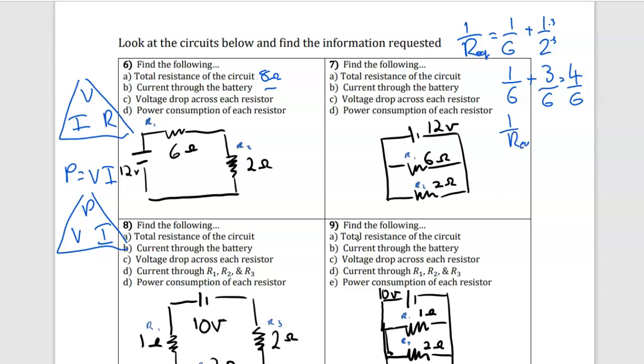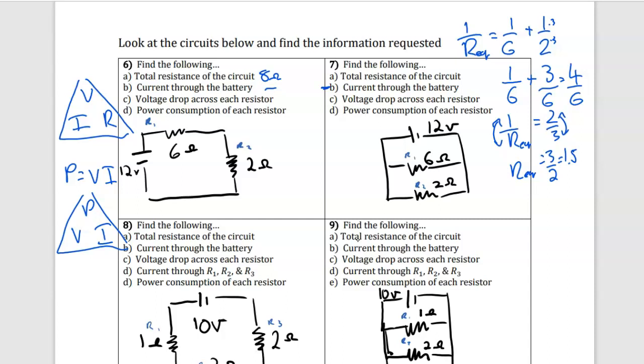So 1 over the equivalent resistance is equal to 2/3. So the equivalent resistance is equal to, if I flip this side, I've got to flip this side, 3 over 2, which is equal to 1.5. That is the total resistance of the circuit. So now you know the total resistance. You can find the current doing the exact same thing you did over here. I is equal to V over R.